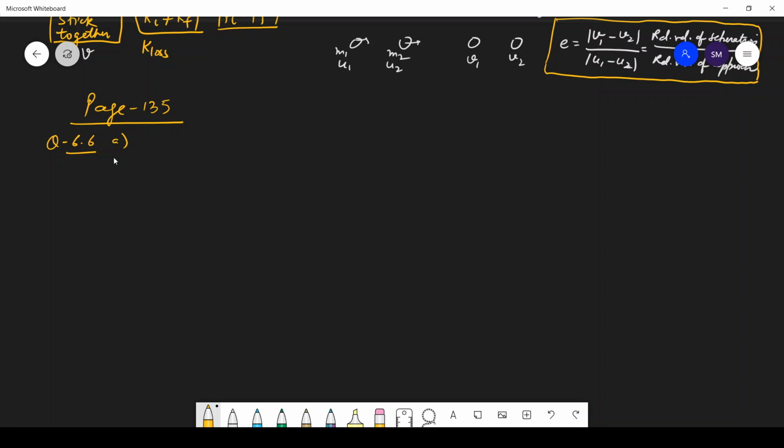When a conservative force does work on a body, the potential energy of the body increases, decreases, or remains the same. What is the answer, students? Decreases. Decreases. Okay.